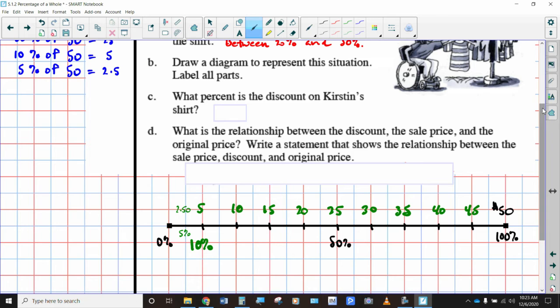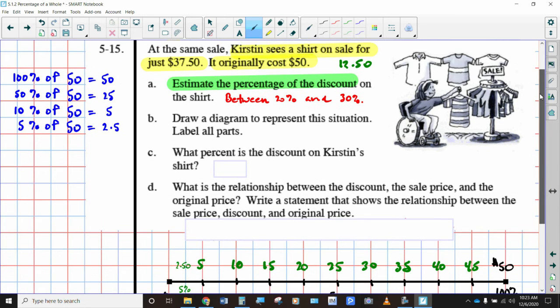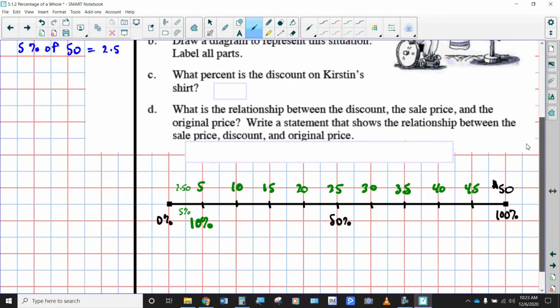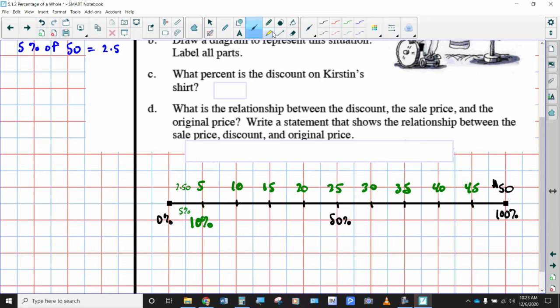So if the sale price is $37.50, let me go ahead and use a highlighter here. $37, so you go all the way up to 35 and then another 2.50. This right there would be $37.50. Right there. So what percent would that be? 10, 20, 30, 40, 50, 60, 70? That's got to be 75%.